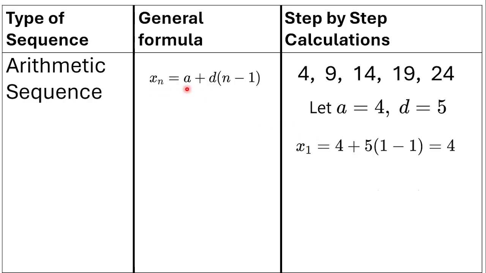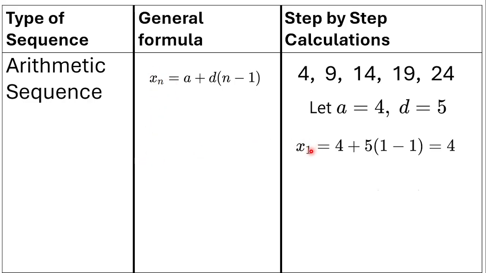So based on this general formula, we know a is 4, we know d is 5. Now, what is n? Well, n is whatever term we're looking at. When we're looking at the second term, n is going to be 2. When we're looking at the third term, n is going to be 3. The fourth term, n is going to be 4. So n represents which term we are on, and x sub n is the nth term.